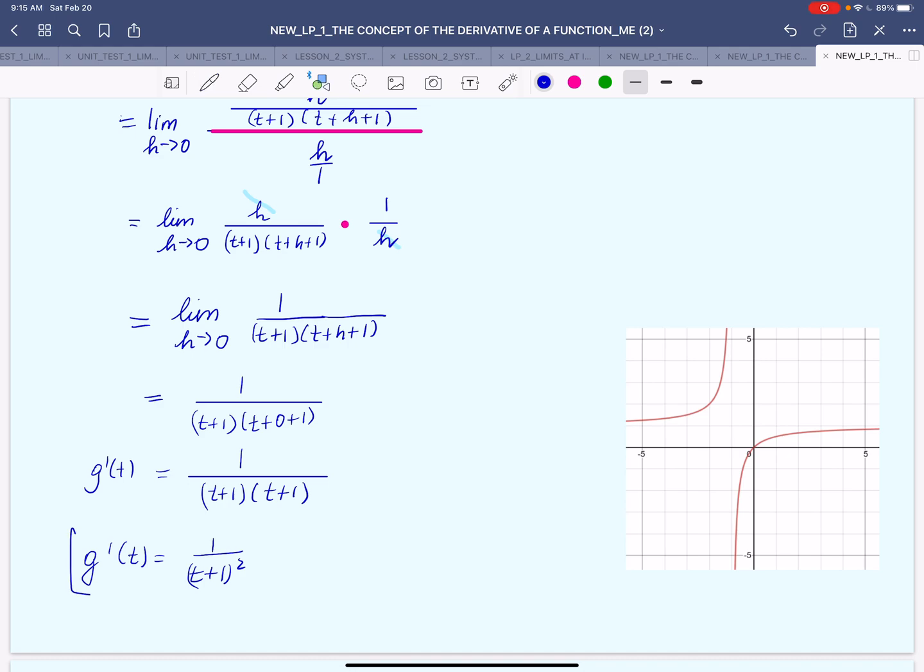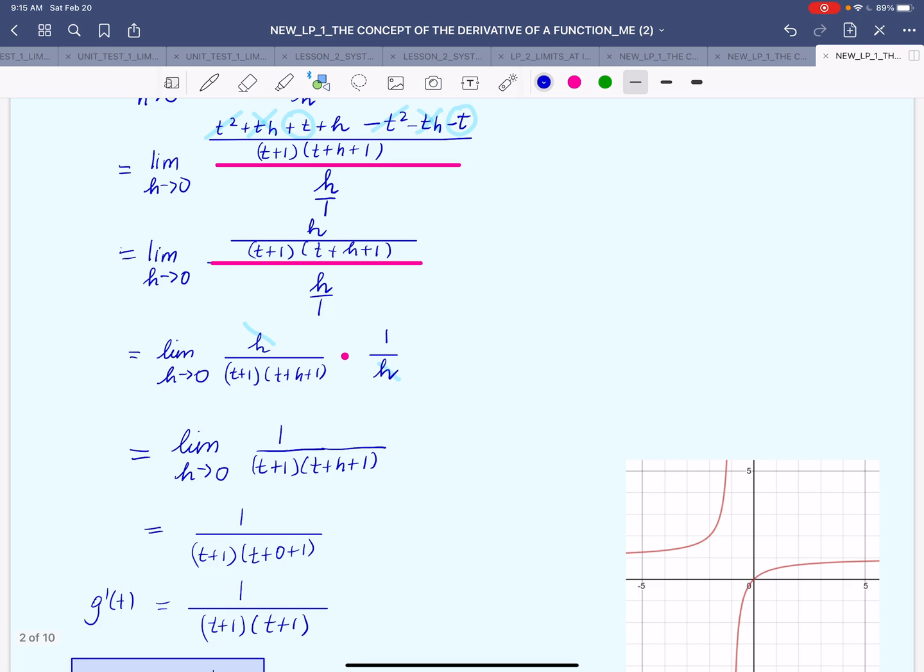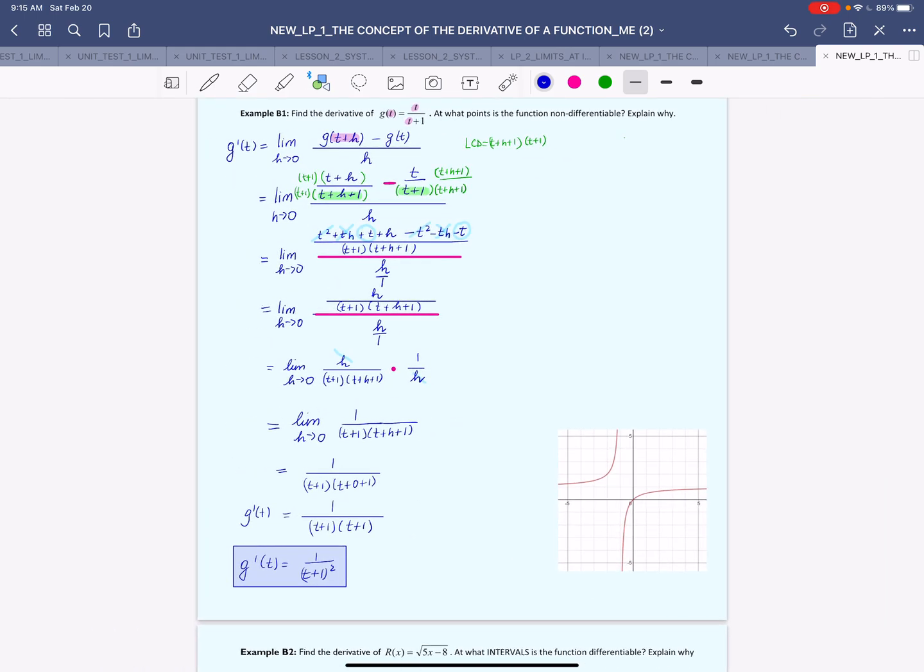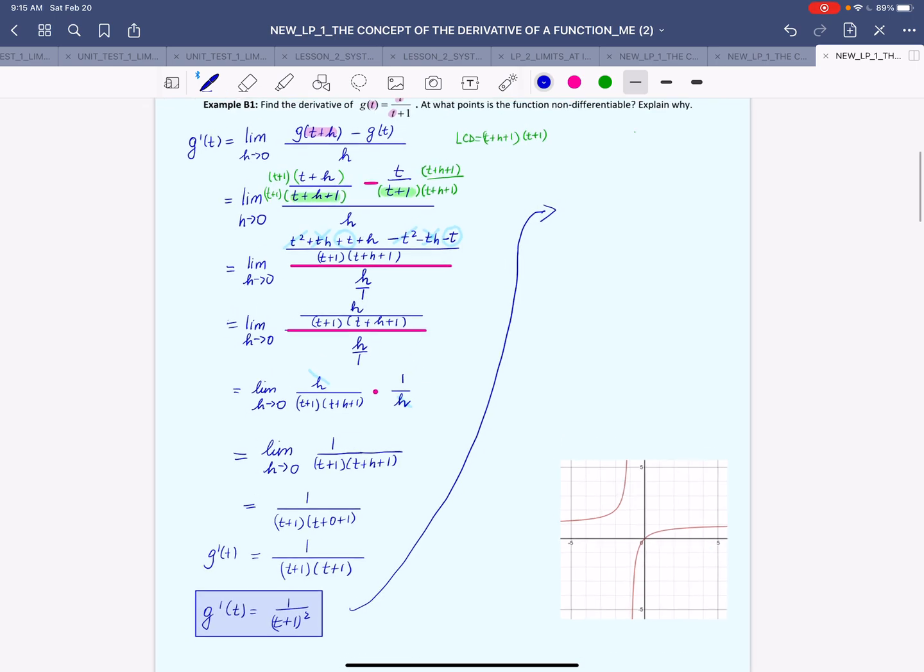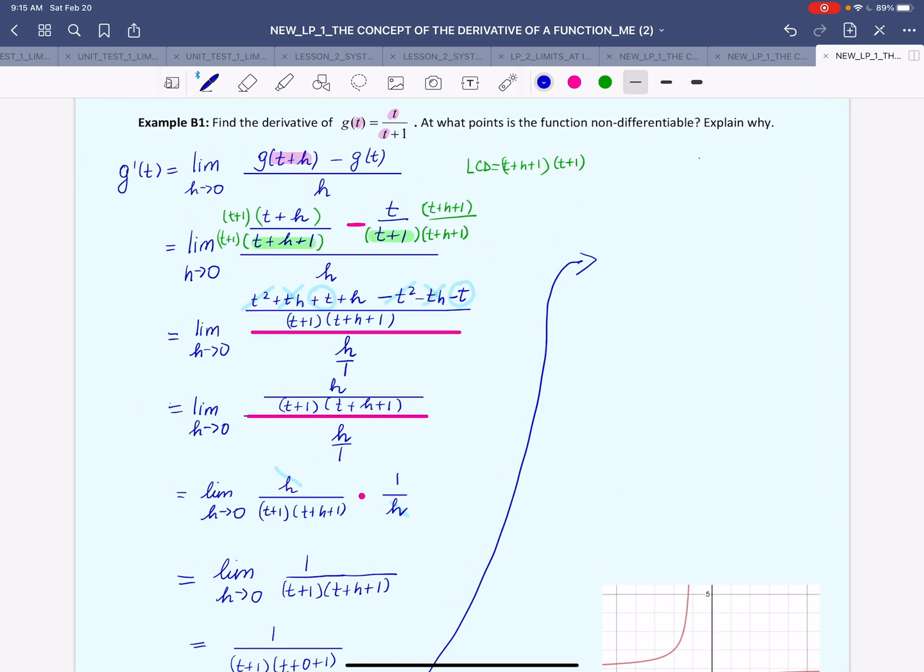Now let's take a look at the rest of the questions asked in this particular example. So the question is asking at what points is the function non-differentiable? Okay, so if we are asked at what point the function is differentiable, we have to check with the derivative of the function, because we are discussing differentiability. So let's take a look at the derivative of the function. We said that g prime t is 1 over t plus 1 squared. Is there any value of t that makes this particular equation undefined?